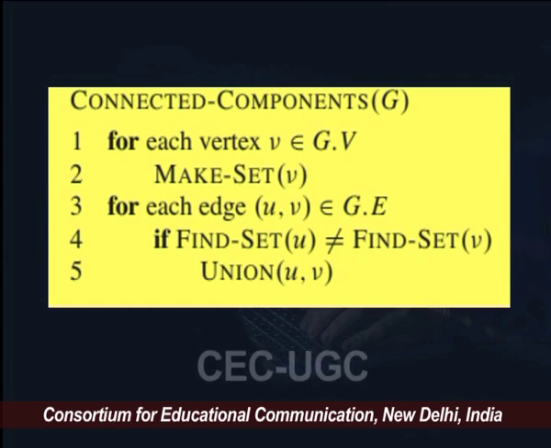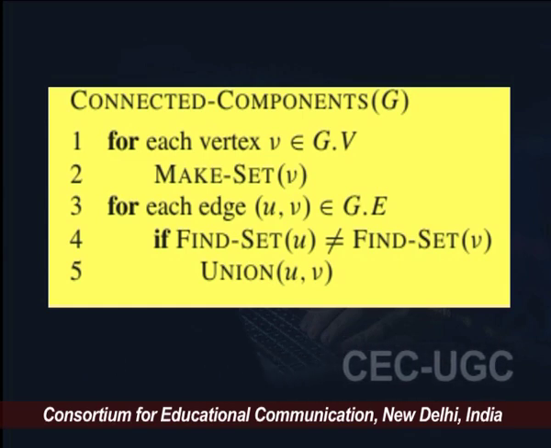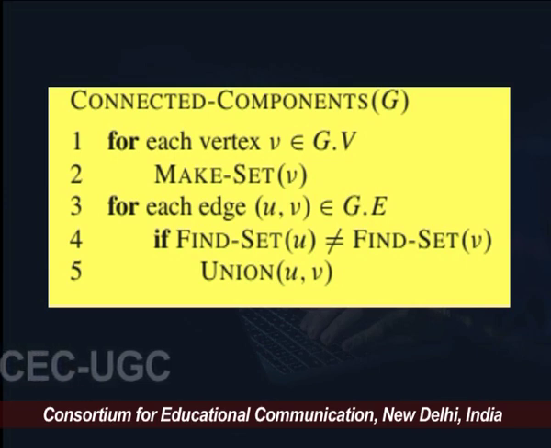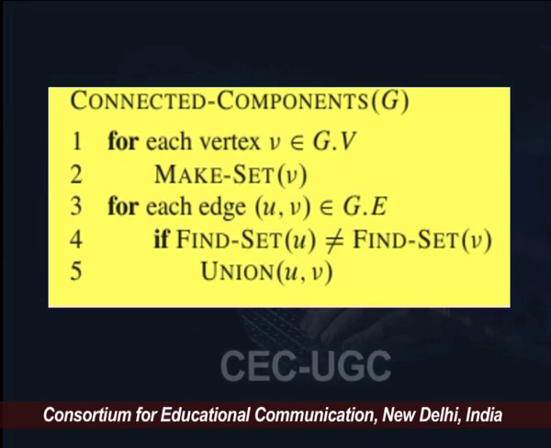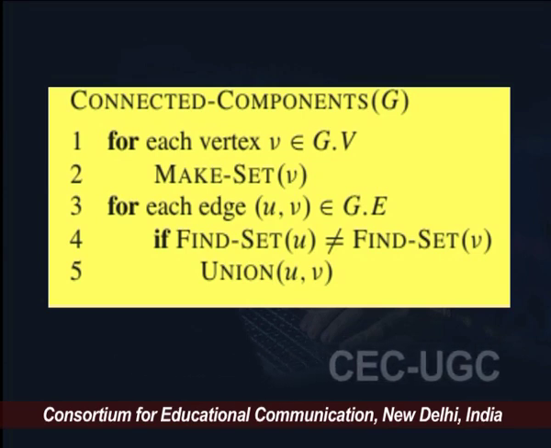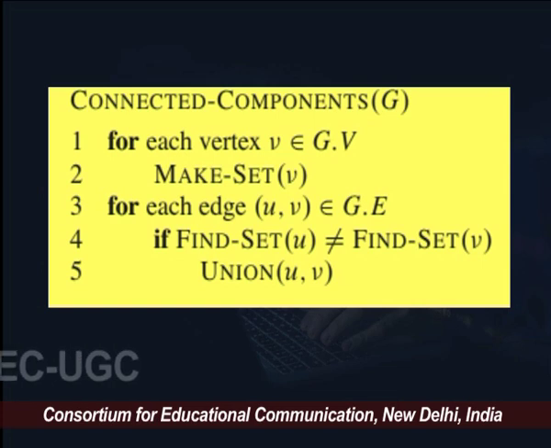And for each and every edge, if the two ends of the edge do not belong to one particular set, that means they are not connected, then we are going to perform a union u comma v.